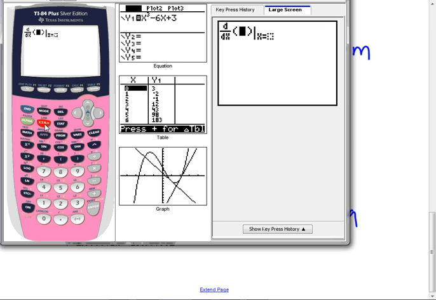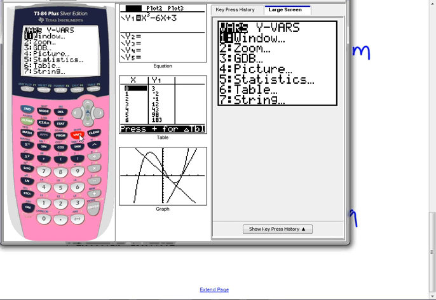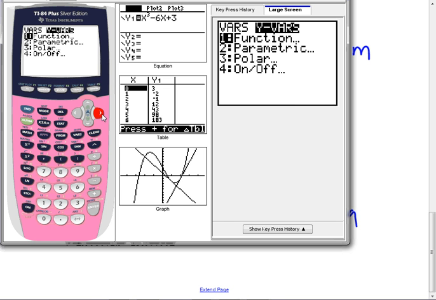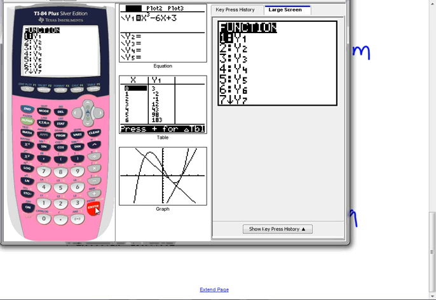Now, I don't want to type in x cubed minus 6x plus 3. I don't want to do that. I can pull it out. It's in y1, so I'm going to go vars. And we're never going to do any of this other stuff. We're going to go to y variables. Unless you're going to program, you don't need any of that. We're not going to do anything with parametrics or polars or any of that stuff either, so it's going to be a function. Should have learned this last year. And y1.